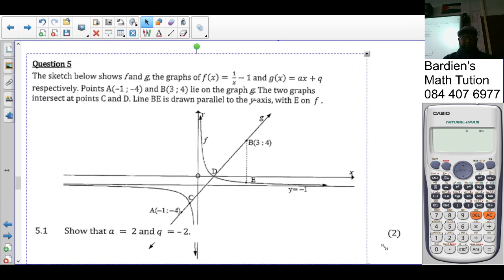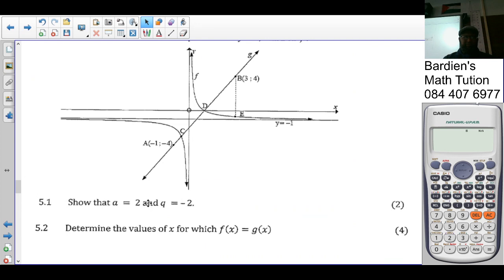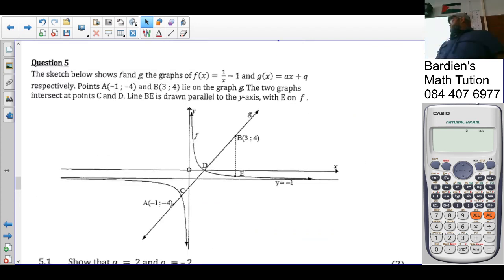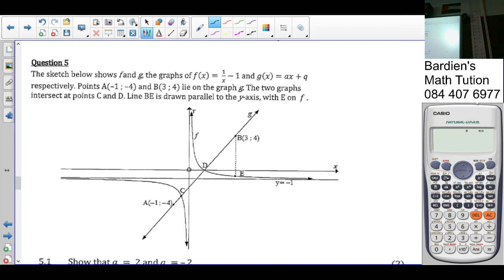Okay, so in question 5 we are told that the sketch below shows f and g on the graph, where f of x equals 1 over x minus 1, and g of x equals ax plus q, respectively, which means to say in that order. Points A, which is (1, -4), and B, which is (3, 4), lie on the graph of g, which is the straight line.